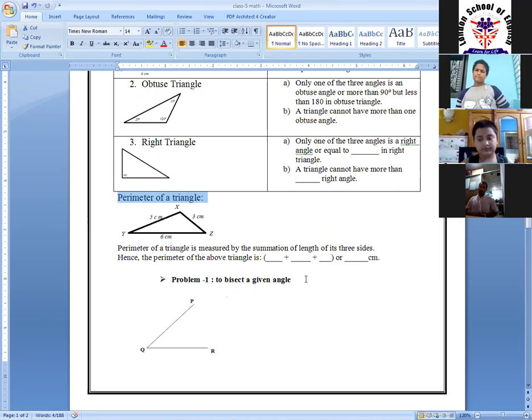So how many sides are there in a triangle? Of course, three. Right? Three sides of a triangle. So you will just add the length of the three sides, then you will get the perimeter of the triangle.